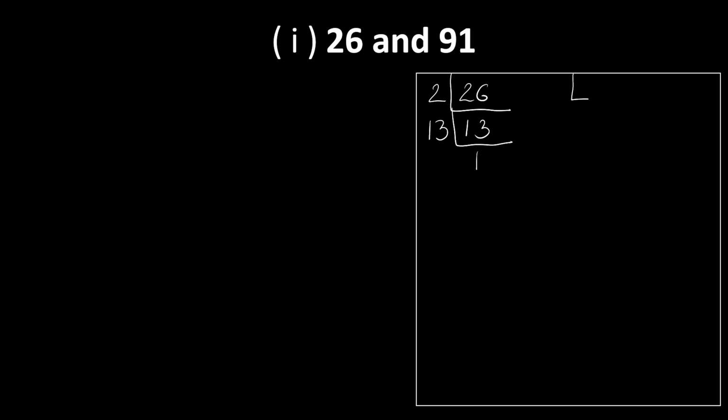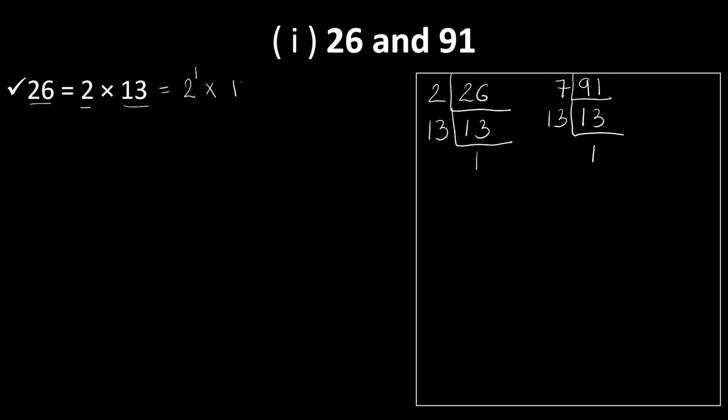Now, what about 91? We can divide 91 by 7. That will give us 13 as a quotient. 13 is again a prime number, so let's divide 13 by 13 to get 1 as a quotient. Therefore, we can write 26 as 2 into 13. Now, this can be written as 2 raised to 1 into 13 raised to 1. Again, 91 we can write as a product of prime factors as 7 into 13. Observe, it can be written as 7 raised to 1 into 13 raised to 1.